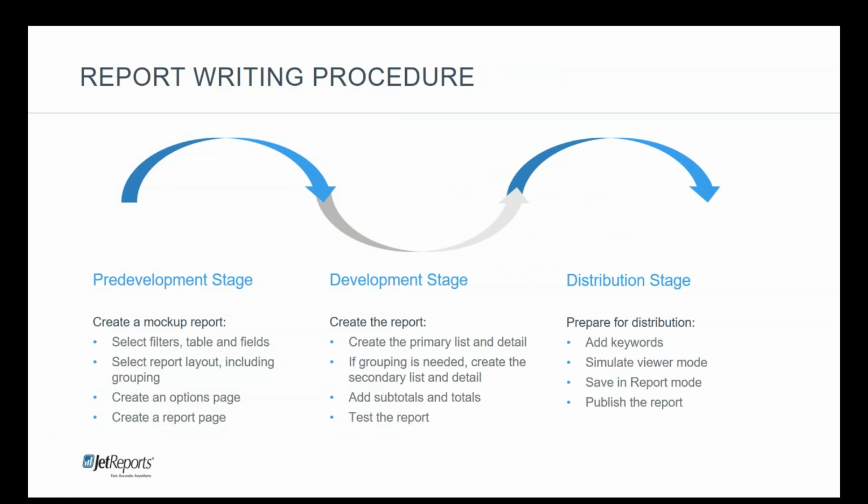So here's our overall procedure. If anybody has done any of our training before, chances are you've seen this slide, but we break up our report writing into 3 stages: pre-development, development, and distribution. I liken this to taking a vacation, because I like vacations, right? Pre-development is where we do all the planning. Where are we going to go? Are we driving? Are we flying? If we're driving, where are we going to stop? Are we going to have to get a hotel room, right? And when are we going to leave? So these are all the things that we plan ahead of time.